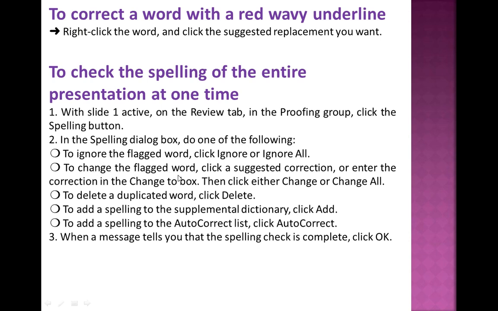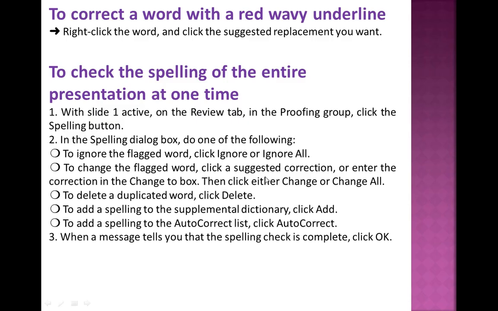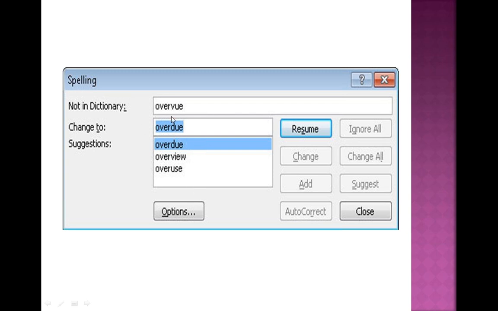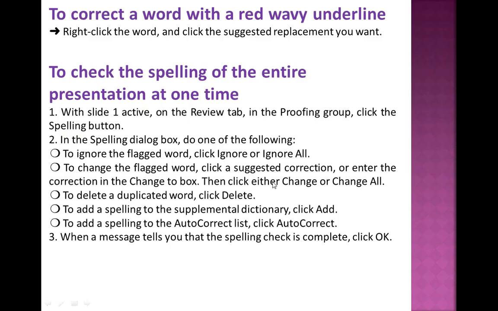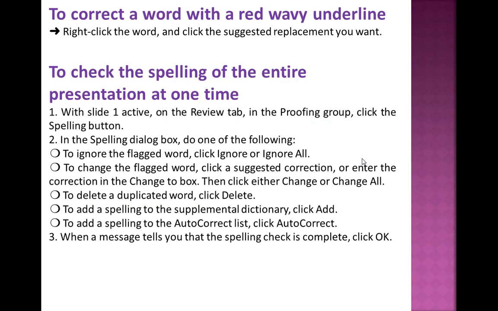To change the flagged word, click the suggested correction. These are the suggestions. Or enter the correction in the Change To box. This is the Change To box. Then either click on Change or Change All. There are two options. If you are using Change, then it will only change on the current slide. If you are using Change All, it will change throughout the whole presentation.